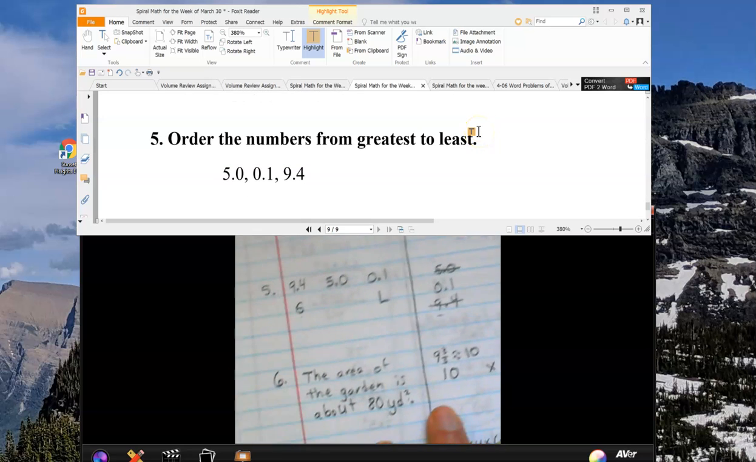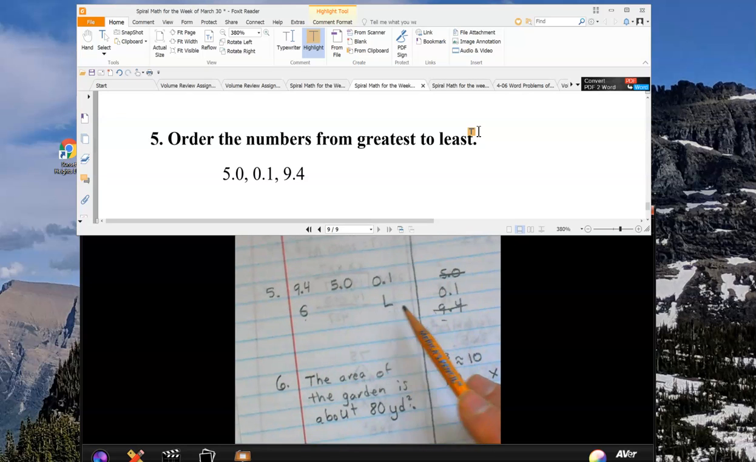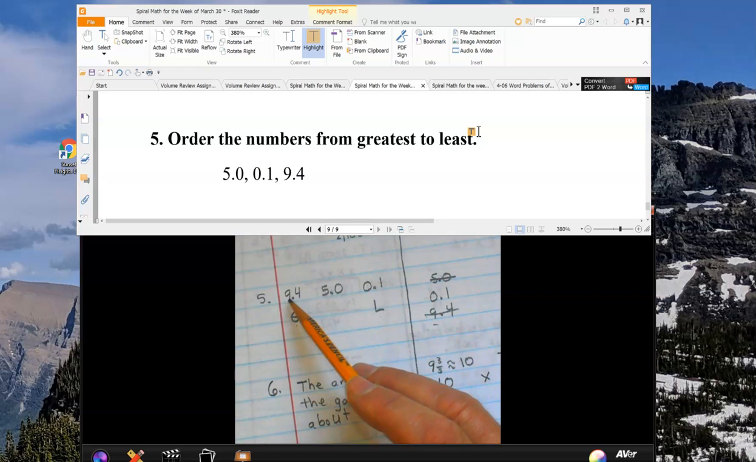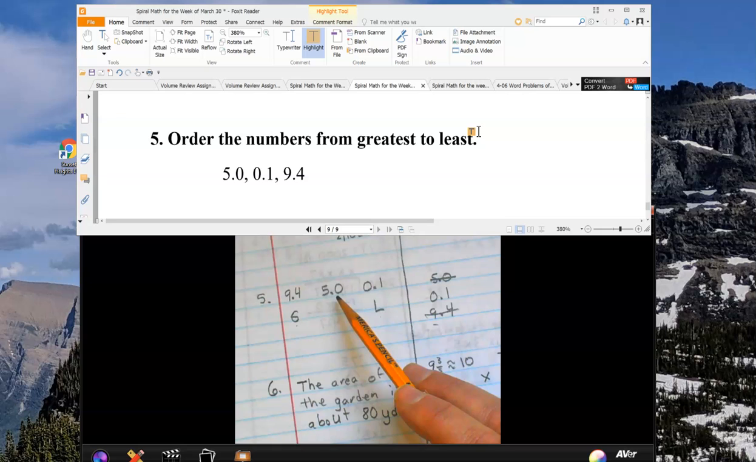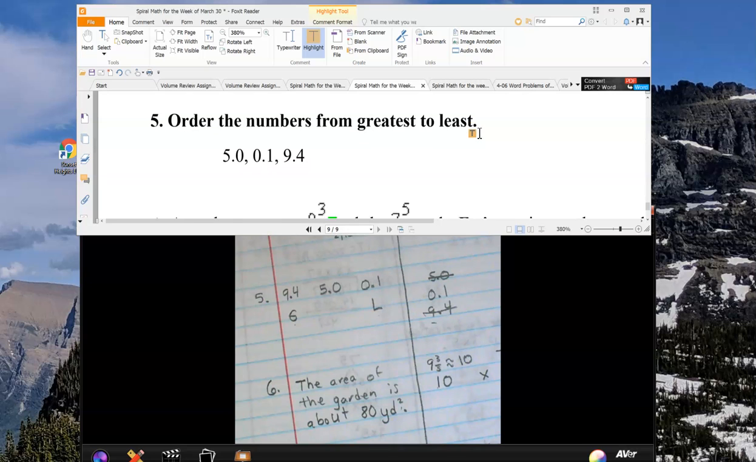Here I'm ordering the numbers from greatest to least. I put G for greatest and L for least. And yes, I lined up my decimals, and that's how I compared them. I ended up with 9 4/10 as the greatest. 5 is our middle, and our least is 1/10. We're going to go ahead and move on now to number 6.